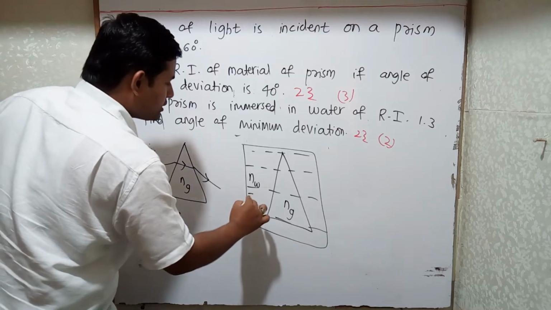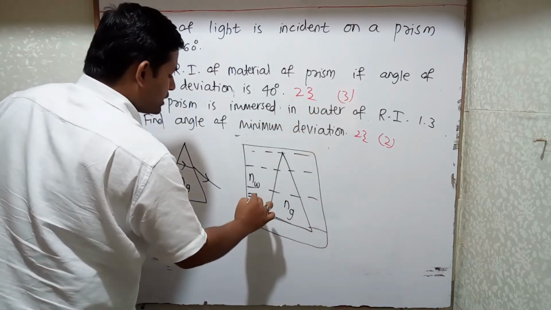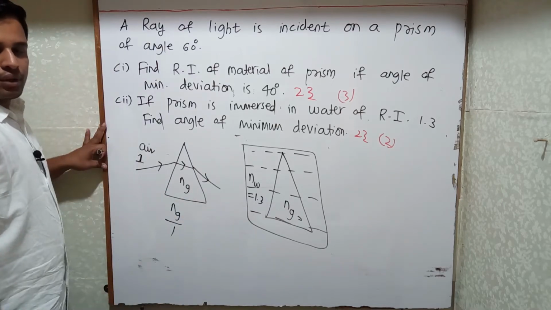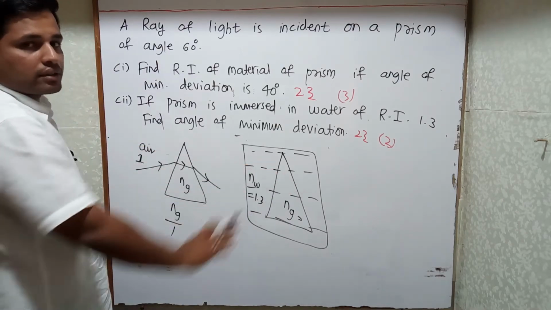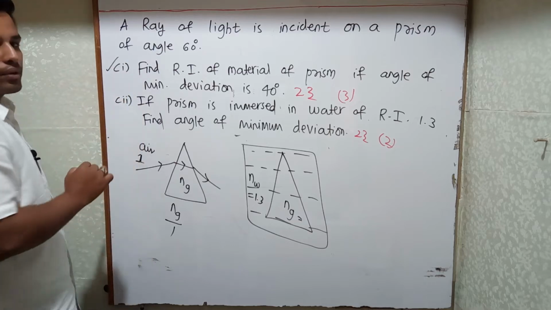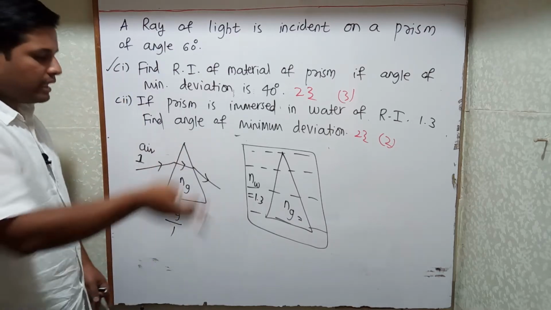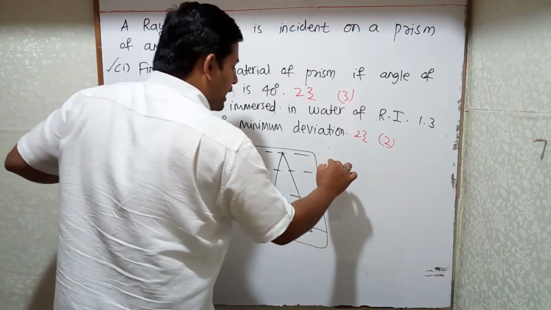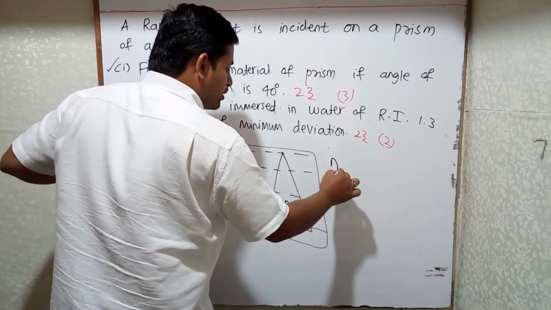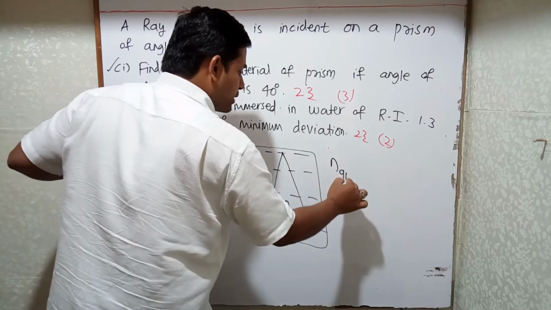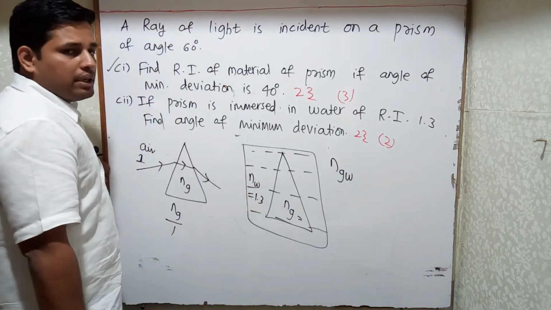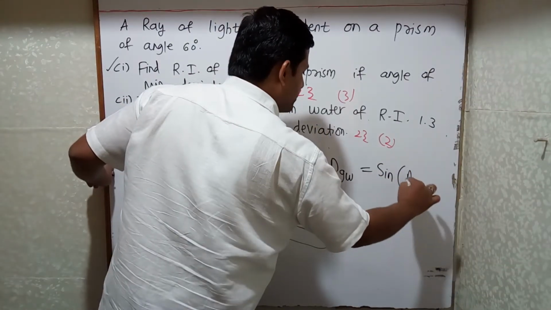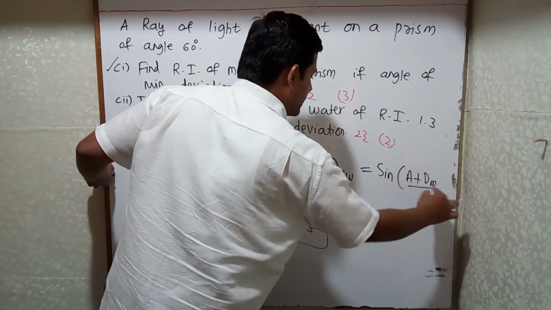They have given NW, the refractive index of water, as 1.3. Ng we know, we calculated just now. We got the value x in the first problem. Whatever it comes, you calculate it. Then you come to the second part. Okay, fine. Now what am I supposed to take? I am supposed to take the refractive index of glass of the prism with respect to water, NGW. This is equal to, what is the formula? Sine of (A plus dm) divided by 2.